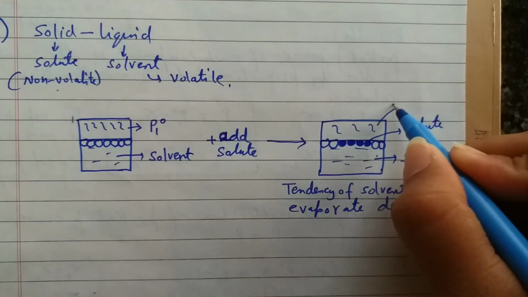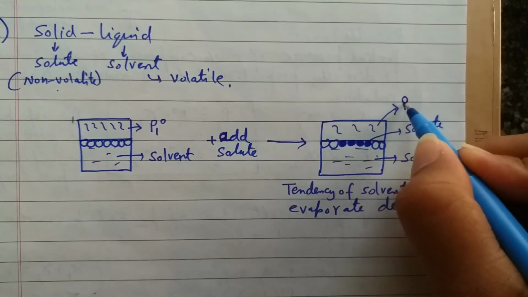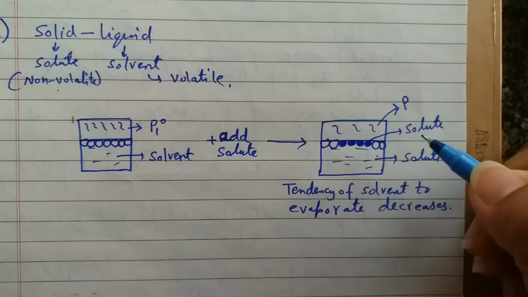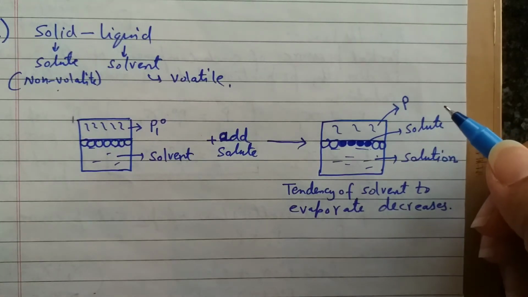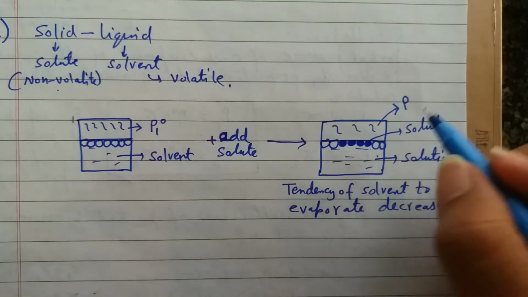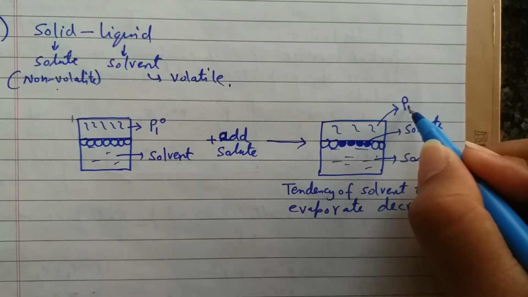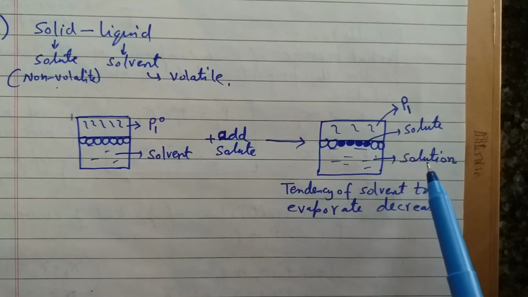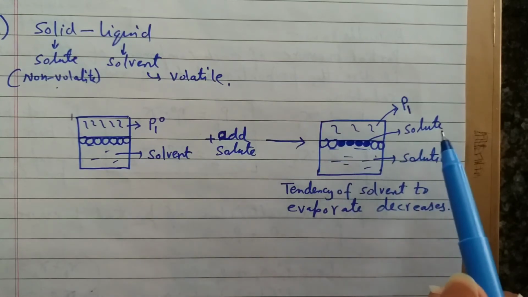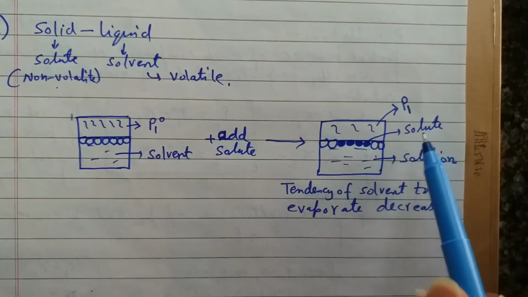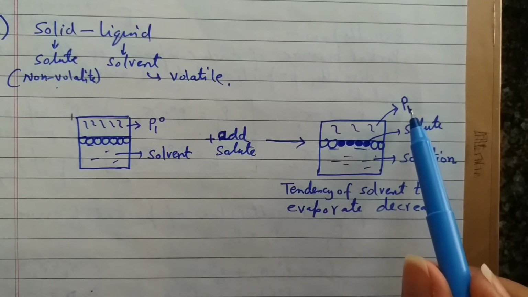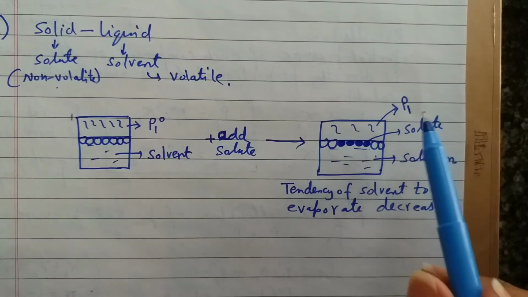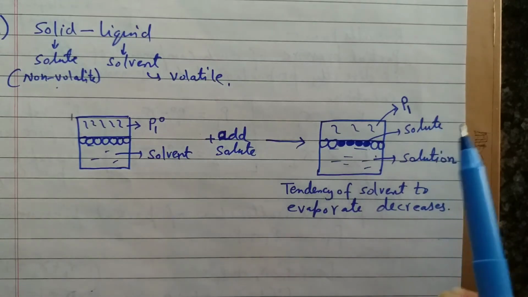Now certainly there will be some pressure exerted. Let's say that pressure exerted is represented by P, and what is P? P is the vapor pressure of this solution, and I can denote it by P1 also. Why P1? Because whatever the vapor pressure of the solution is, it's actually because of the solvent, because the solute is non-volatile. So this is the pressure exerted by the solvent in the presence of the non-volatile solute. So let's take it as P1. P1 is the vapor pressure of the solution.